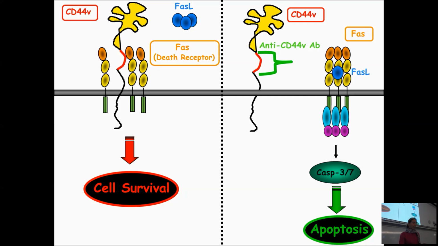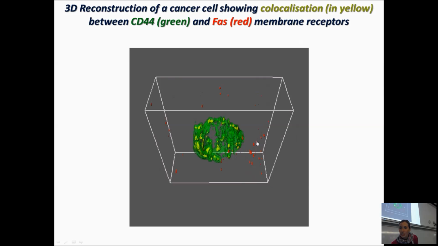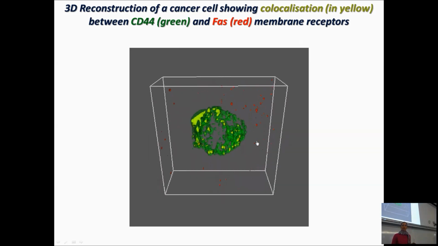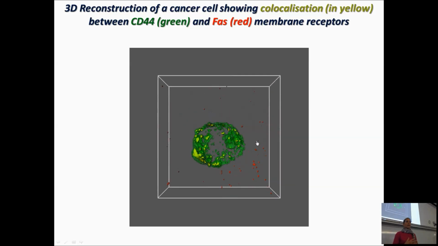And we were able to make them die by blocking the CD44V protein with a blocking antibody that will release the death receptor and that will lead to apoptosis signaling and kill the cancer cell. And here I'm going to show you a 3D reconstruction of a cancer cell that I stained in green with CD44, if this works. Oops. Yeah. So in green is CD44, in red is the FAS, the death receptor, and you can see the yellow areas. That's where both receptors are interacting, and CD44V is blocking the death receptor.